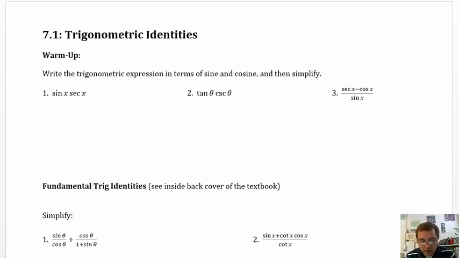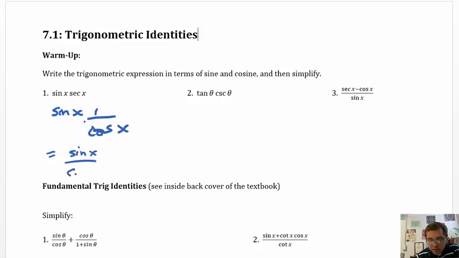So number 1, where we have sine of x times secant of x, I need to rewrite the secant of x using sine or cosine. Well, I remember that the secant of x is just the reciprocal of the cosine, so I can rewrite the secant of x as 1 over the cosine of x, if they are reciprocals of each other. Okay, that means I have the sine of x times 1 over the cosine of x, which is the same thing as having the sine of x over the cosine of x. Well, what is that? Sine divided by cosine is tangent, so that's tangent of x. So that's the most simplified form of that.